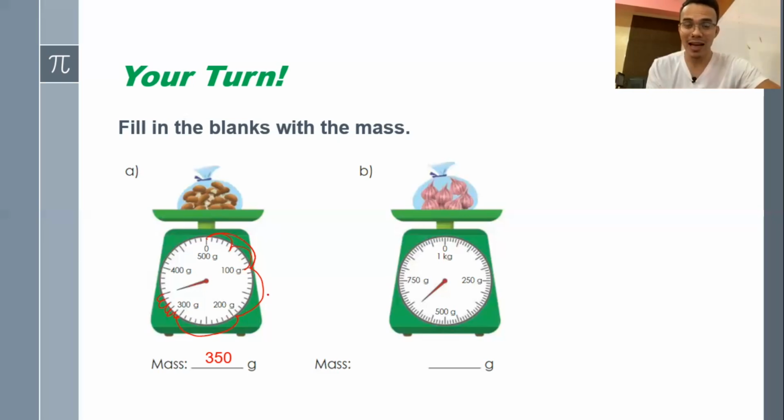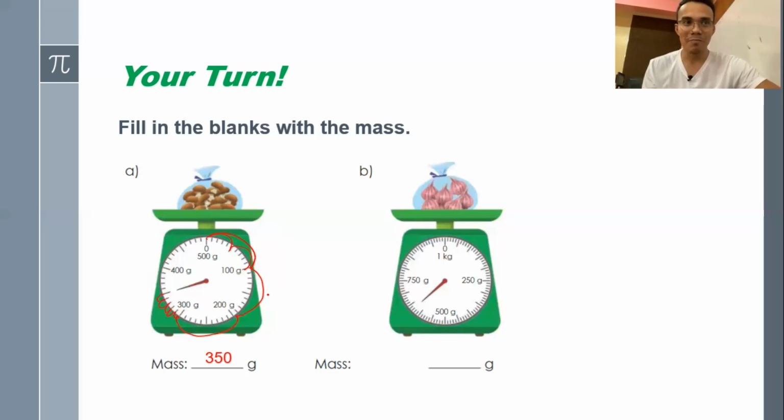So you really have to find a way on how to read mass properly, because not all the time is the picture given in color. Most of the time, the picture is not colored. You should know how many big marks count 100 grams. And how many big marks count 100 grams? 2 big marks. Let's have letter B.